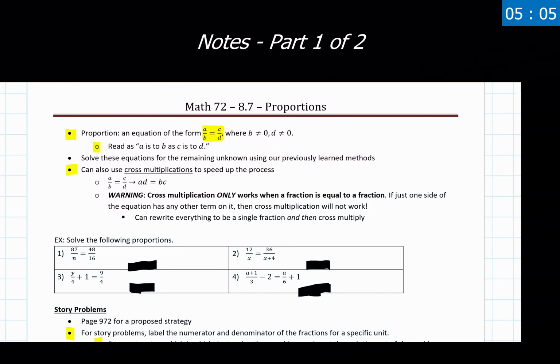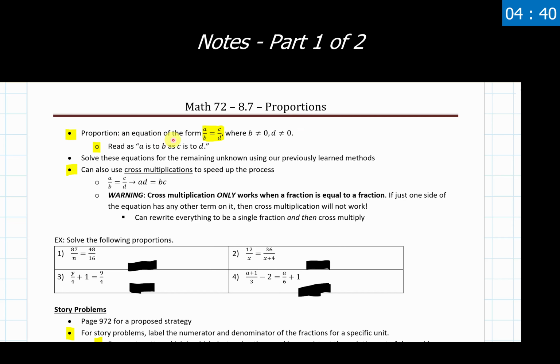Our video for today is going to cover proportions, how we set them up, how we solve them, and then we'll go through some story problems and see how we can work with proportions in those as well. So let's start with our basic definition of a proportion and what I recommend we use to set these things up, and kind of the ideal version of proportions if we can have it set up this way.